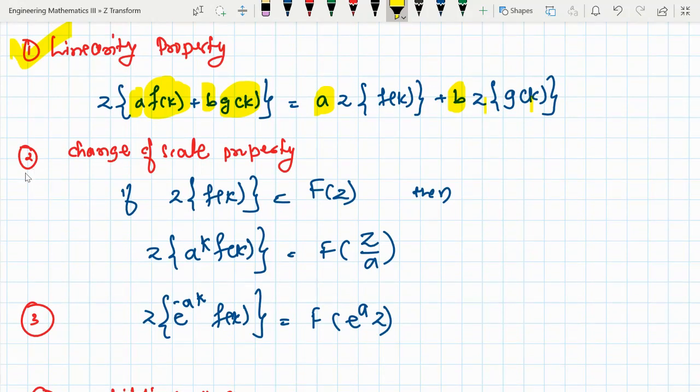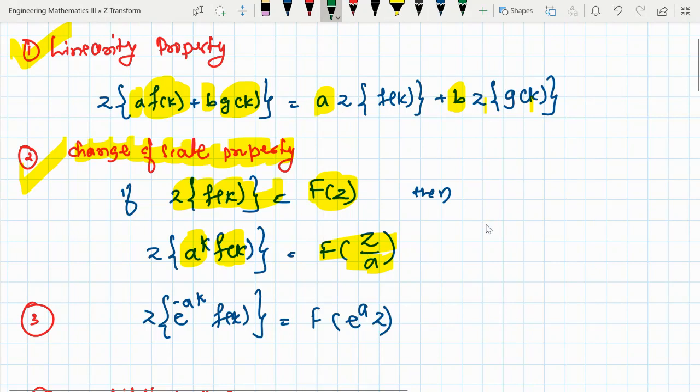The second is the change of scale property. What is this property? This is there in the Laplace transform also. Suppose the Z transform of fk is equal to f of z. This is the definition. Then what happens if a raised to k is multiplied with fk? Its Z transform is f of z upon a. So just find the Z transform of fk, which is f of z, and replace z by z upon a. That is the only change here.